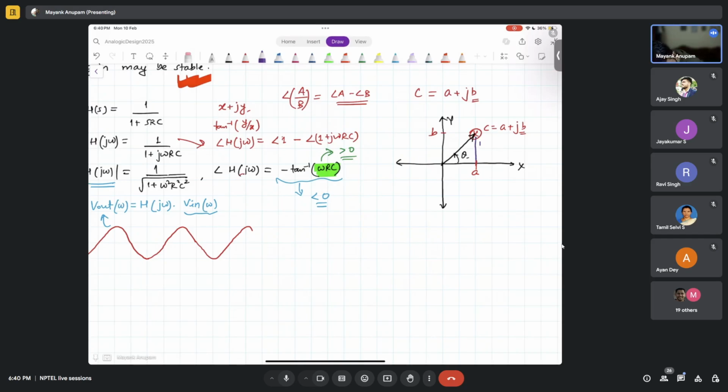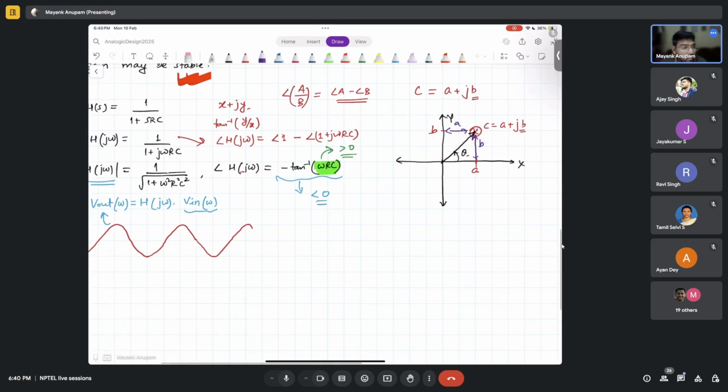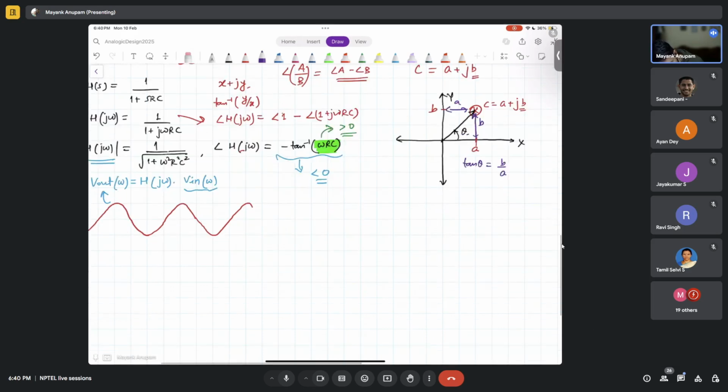This length is B. This length is A. What is the angle? Theta. Tan theta equals B by A. Is that point clear? Yes. Tan theta is equal to B by A. So tell me what is theta? Theta is tan inverse of B by A, right?